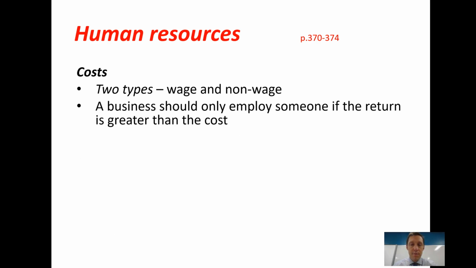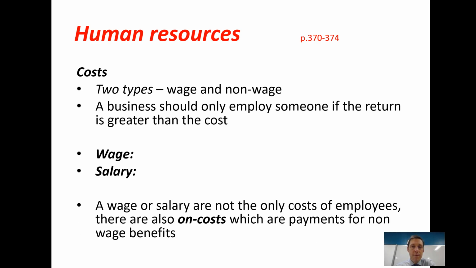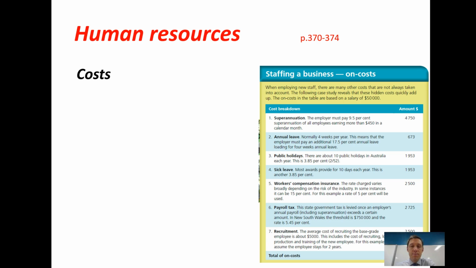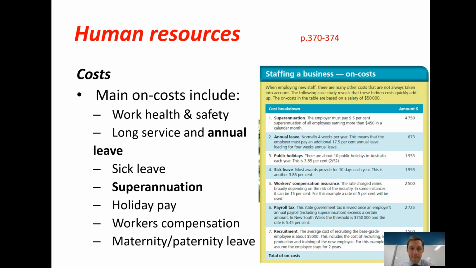In terms of costs, from a human resource perspective, the business has got two main ones. They're the wage and non-wage costs. Wage costs, fairly straightforward, I think, in terms of payment of staff for the work that they're performing. That can come in the form of a wage or a salary. Then you've got these other on-costs. You've got a whole bunch of them there. Again, straight out of your textbook. I'm not going to go into detail on those.